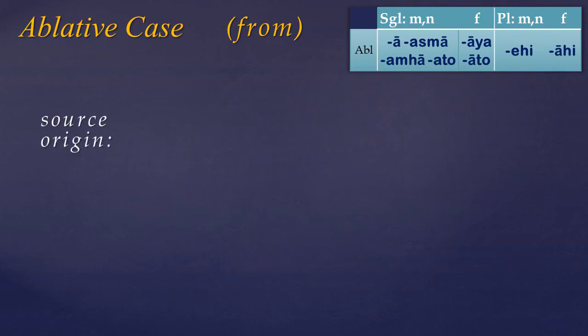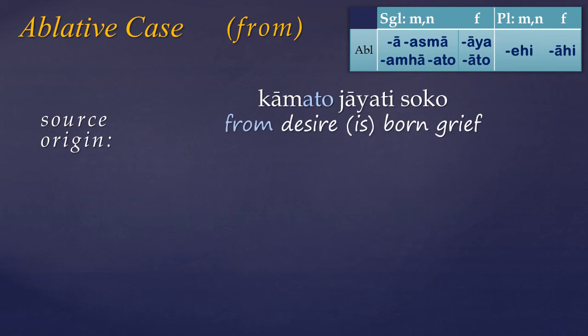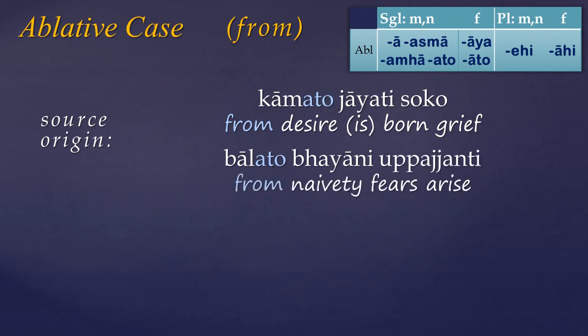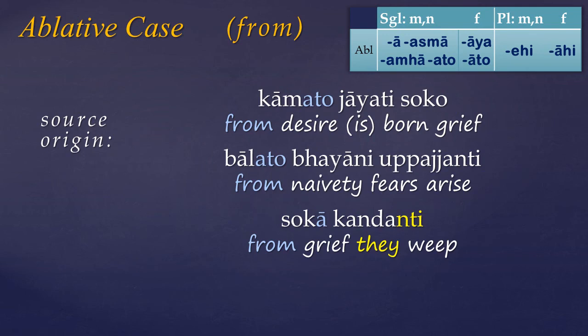Equally, it can indicate the source or origin of something. For instance, from desire is born grief. Fears arise from naivety. Or they weep from grief, meaning they weep out of grief. And these border on another important use of the ablative case, which is to express cause. So these could equally be fear arises due to naivety, or they weep due to grief.